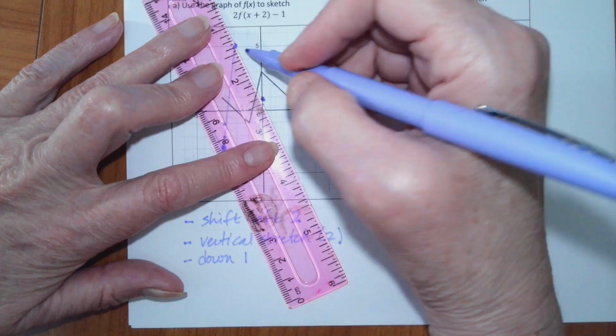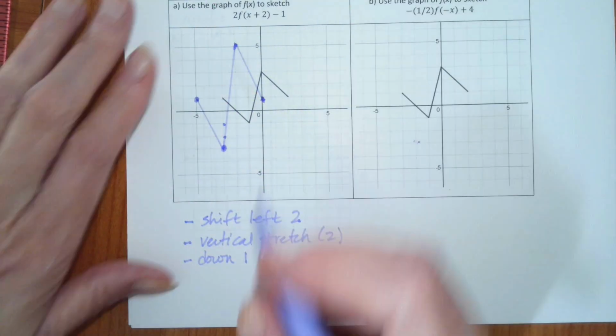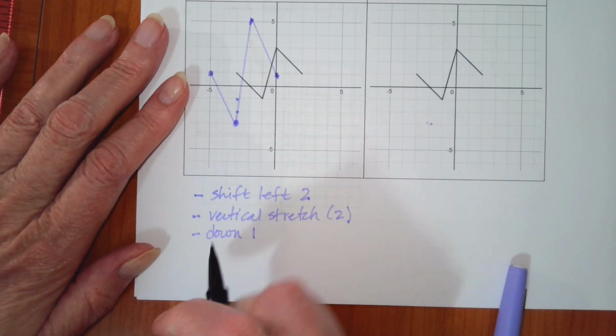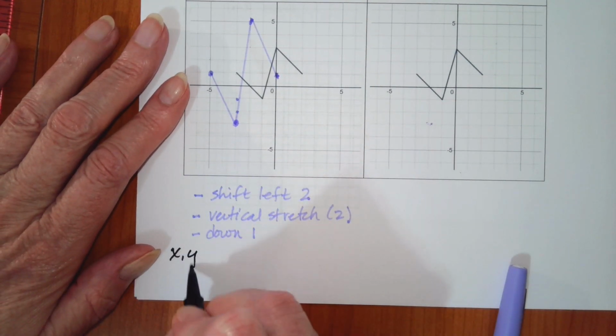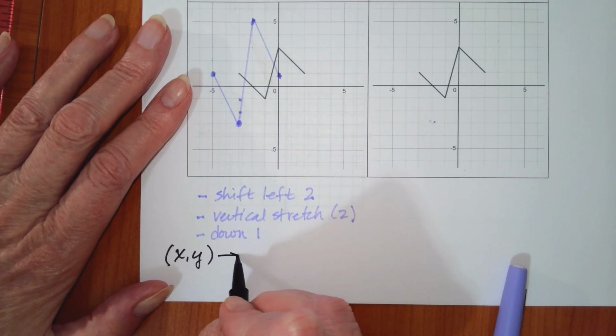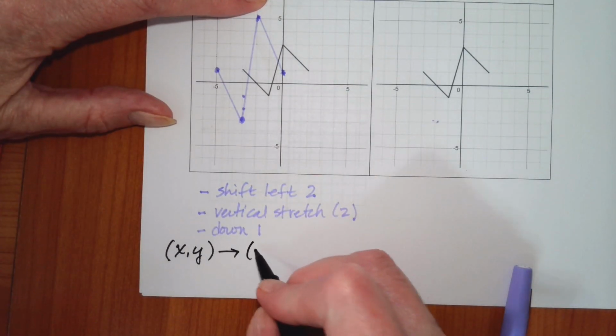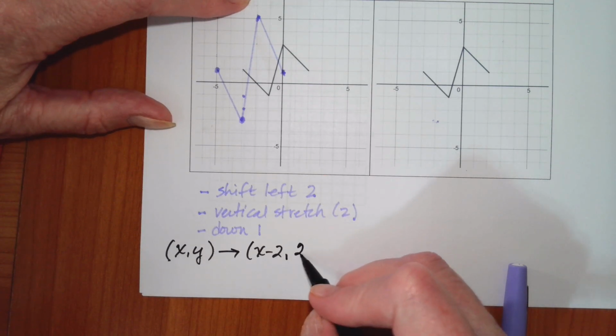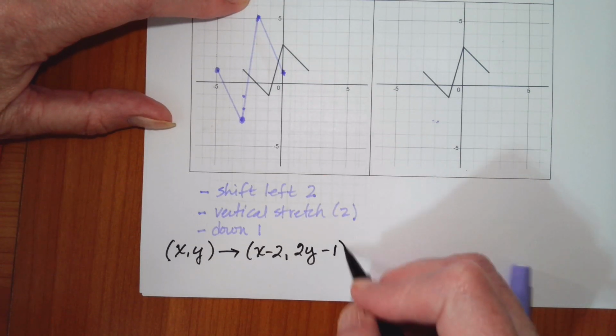And then if you want to do it algebraically, for your x and y, you're going to take the x and subtract 2. You're going to multiply the y by 2 and then subtract 1.